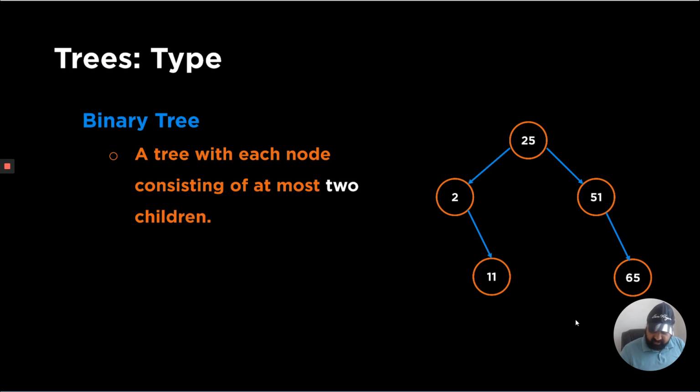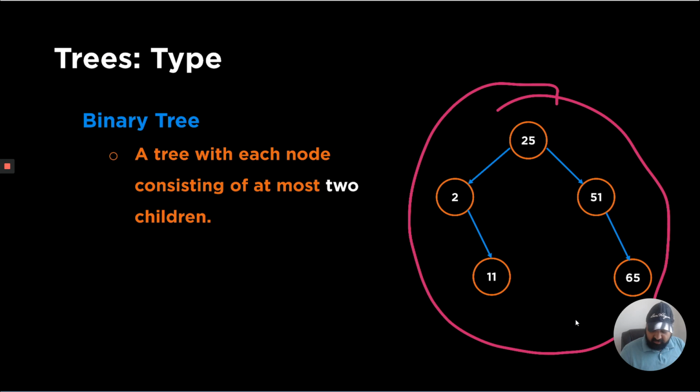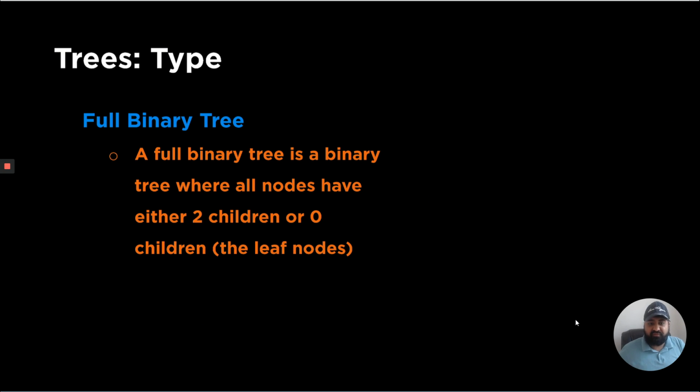In this case, again, this is a binary tree because each of the nodes has at most two children. 25 has two children, 2 has one, and 51 has one. The next one is the full binary tree.